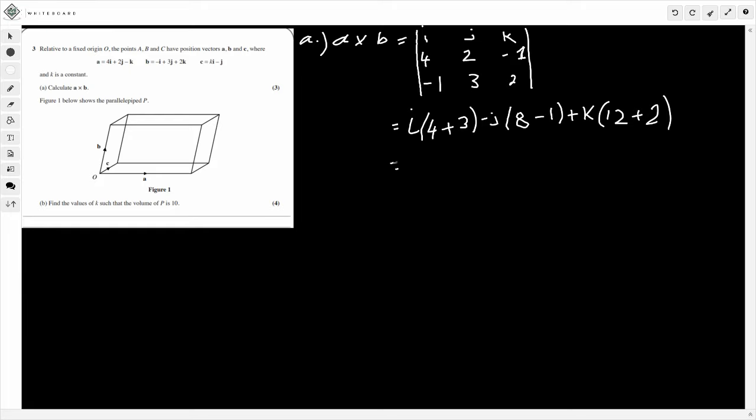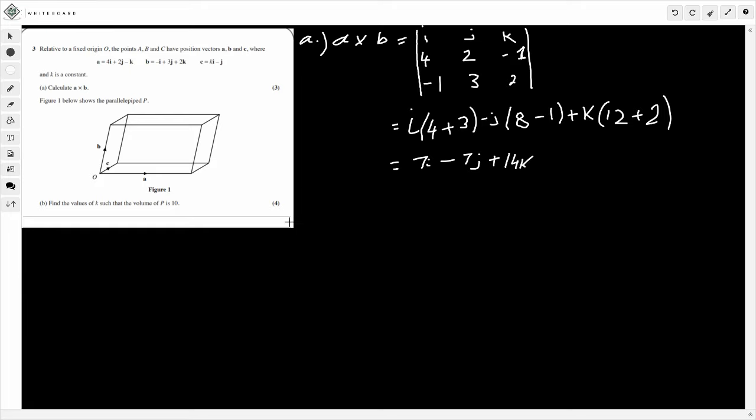So the resultant vector is going to be 7i minus 7j and plus 14k. I had a brain freeze then. Minus 7j and plus 14k, and there we go. That's part A done. Nice and easy.